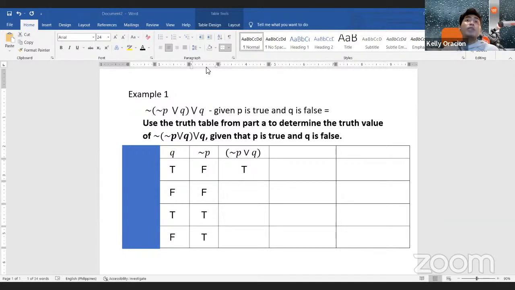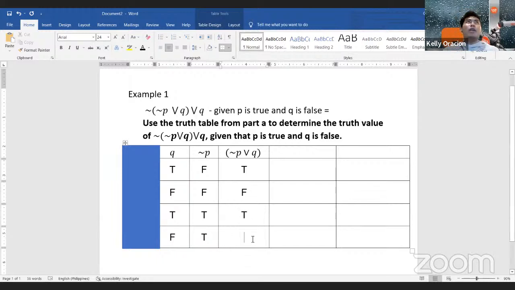Next, the second row is false. Very good, that's correct. So, bakit naging false yung second row? It's because, di ba, according to the truth table of the disjunction, if both P and Q are false, the whole statement becomes false also. And ito maging true because both statements are true.